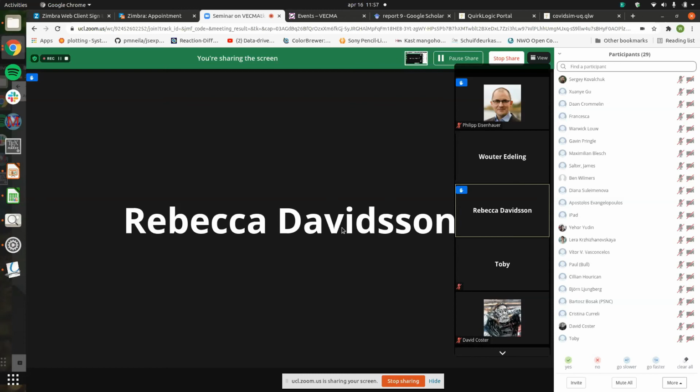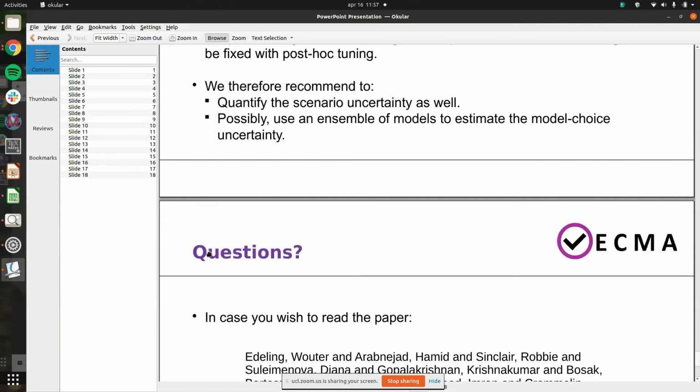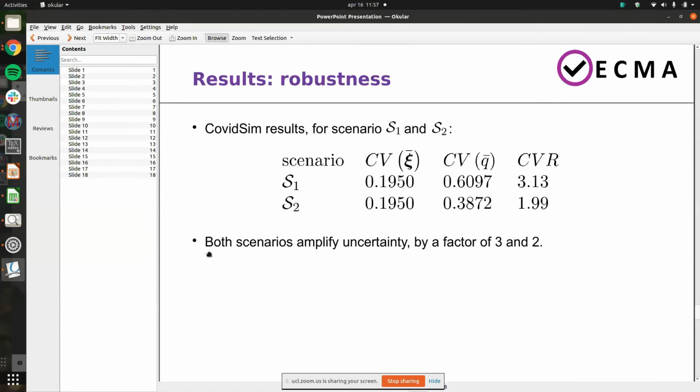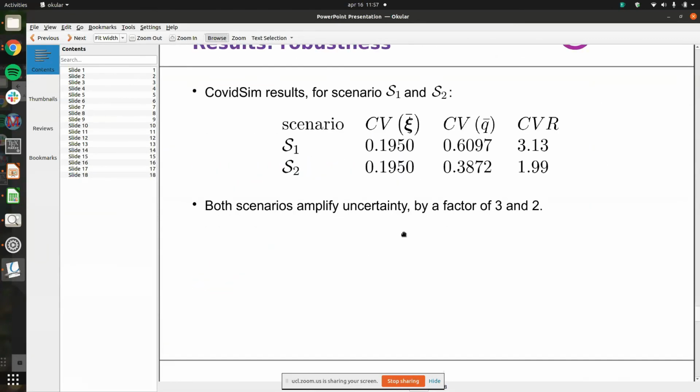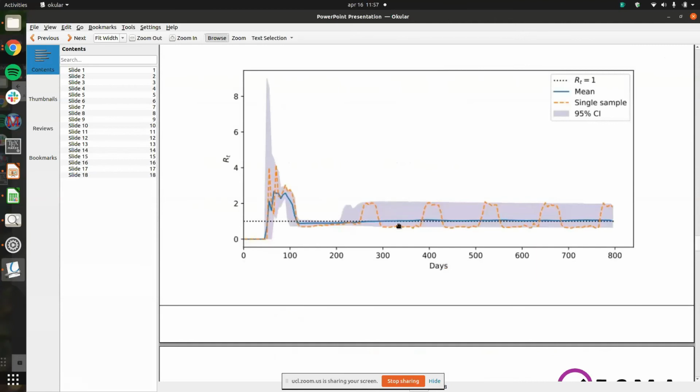Yes, it is possible that different quantities of interest will give you a different picture. Because, for instance, this CVR, it's based on the output. So if you compute the CVR, for instance, RT, you might get a different picture. So it is quantity of interest dependent, yes.